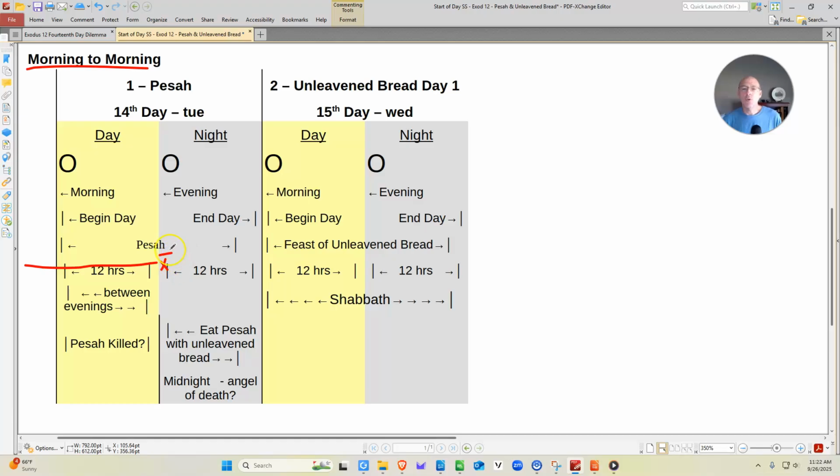And then according to 12:7, we are to place the blood over our lintels, over our doorposts. And then we are instructed to roast the lamb and eat it with bitter herbs and unleavened bread that very same night. So we begin eating on the 14th, we begin eating our Passover meal. While they were eating their Passover meal that night, the angel of death did come on day 14, in the middle of the night, and passed over them.